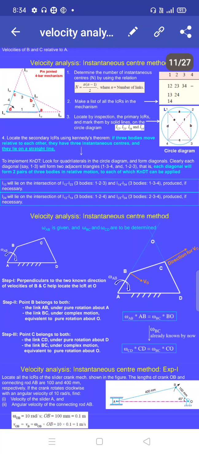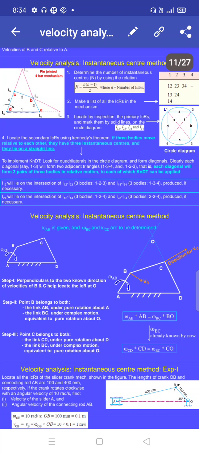So make a list of all the instantaneous centers of rotation in the mechanism. Locate by inspection the primary ICRs, that is instantaneous center radiuses, and mark them by solid lines on the circle diagram, that is I12, I23, I34 and I14.